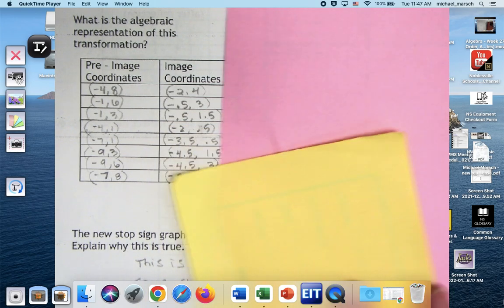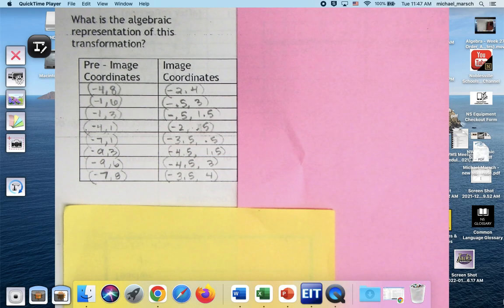So then the rest of them should look like this. And then go ahead and plot them on that page, the coordinate plane on that page. You're going to have a teeny tiny little stop sign.